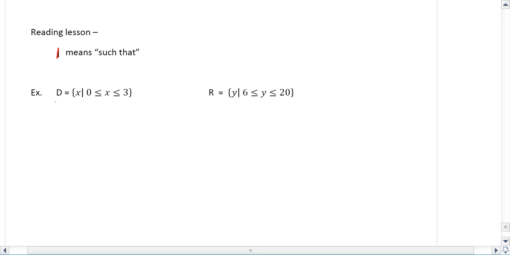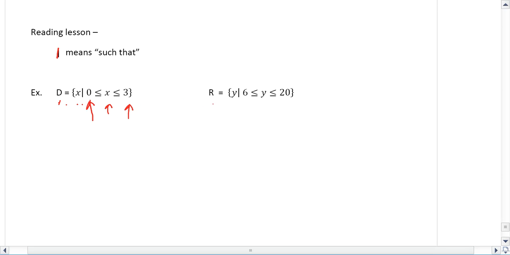So let's just read this. I'll read this to you. This capital D means the domain is, and this bracket means set notation. So domain is the set of all x such that x is in between 0 and 3 and includes 0 and 3. The x is in between them, meaning the lower limit of the domain is 0 and the upper limit is 3.